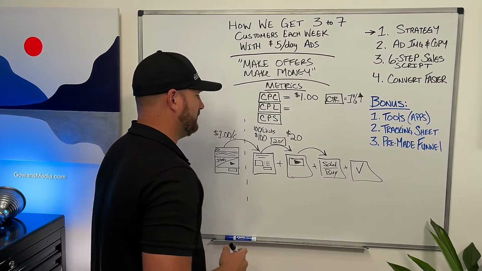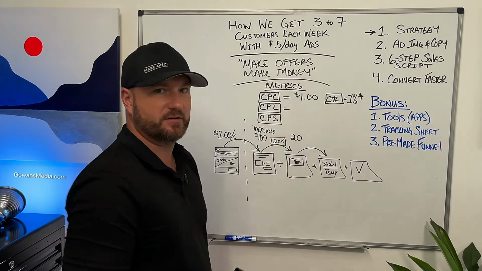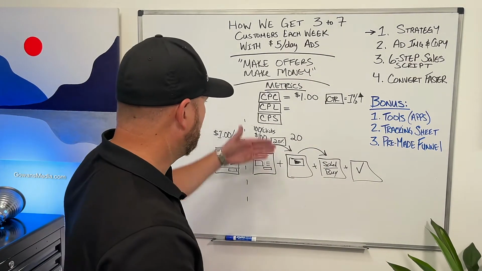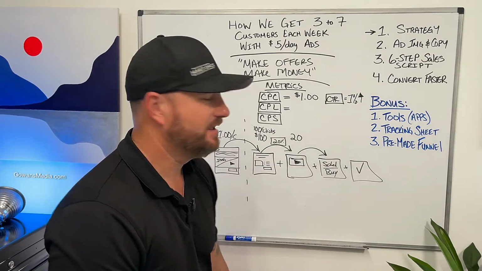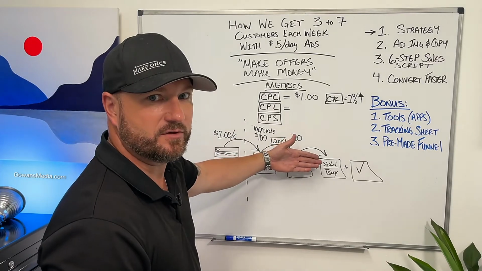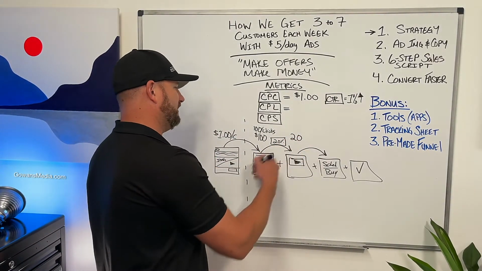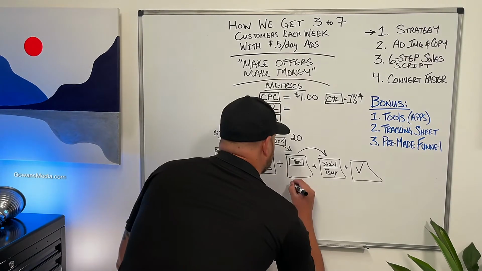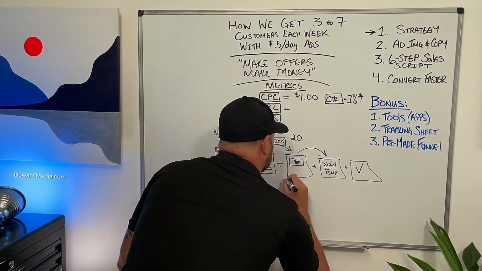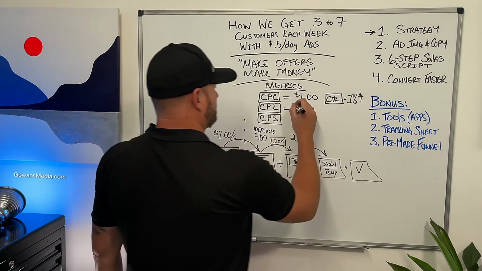So how much would it cost, not $20, how much would it cost to get 20 leads in this case? Well, 100 bucks, right? Because we spent 100 bucks to get 20 leads. So what's our cost per lead? If we got 20 out of that, our cost per lead would be 20 bucks, right? So $20 a lead. Our cost per lead is $20.